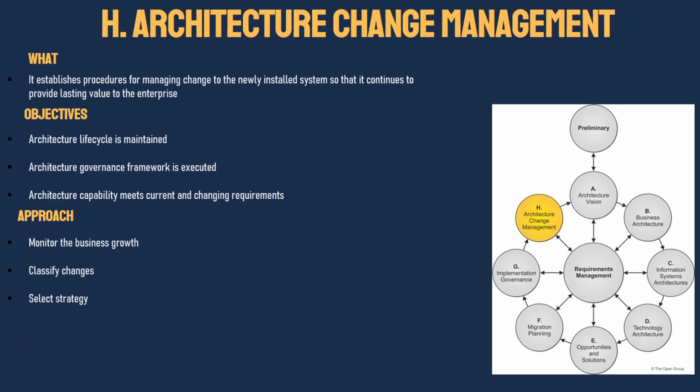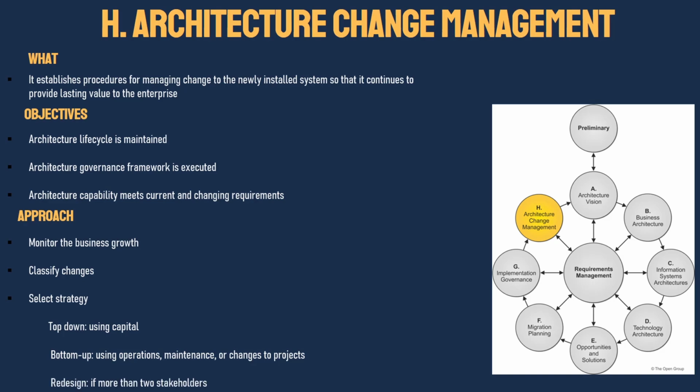When we change the existing infrastructure, we use top-down to create capability using money or capital. If we want to enhance capability, we typically do it from the bottom up through some sort of operation or maintenance activities, or maybe modification to an existing or ongoing project. Redesign should usually be considered if there are more than two stakeholders involved.